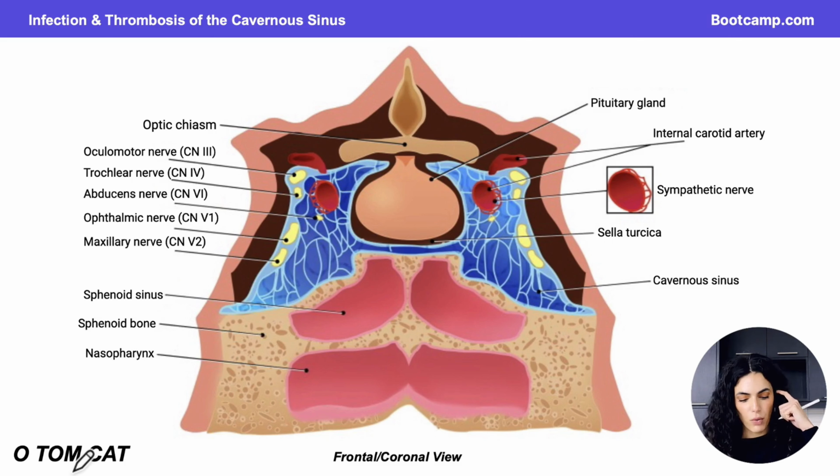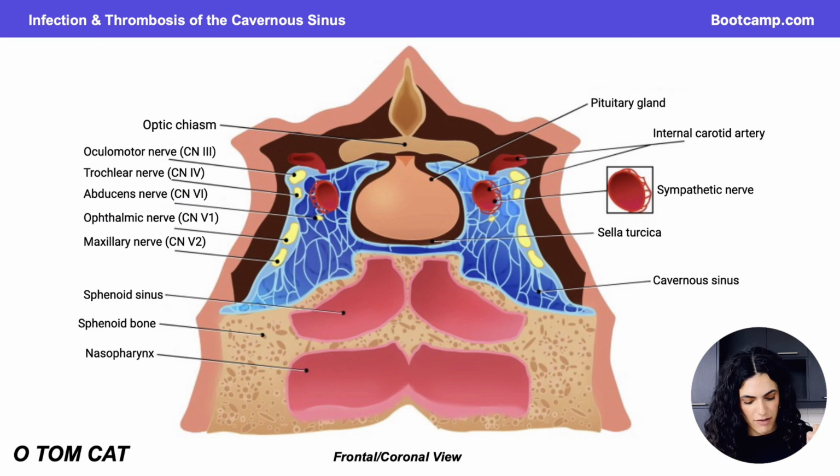So along the lateral wall, we have the oculomotor nerve, so cranial nerve 3, that's the O. T for the trochlear nerve, so cranial nerve number 4. We can also see the ophthalmic nerve, which is cranial nerve V1, the ophthalmic branch of the trigeminal nerve, and then the M is going to stand for the maxillary nerve, or the maxillary branch of the trigeminal nerve. So all these structures are running along the lateral wall of the cavernous sinus, and you can use the mnemonic OTOM.